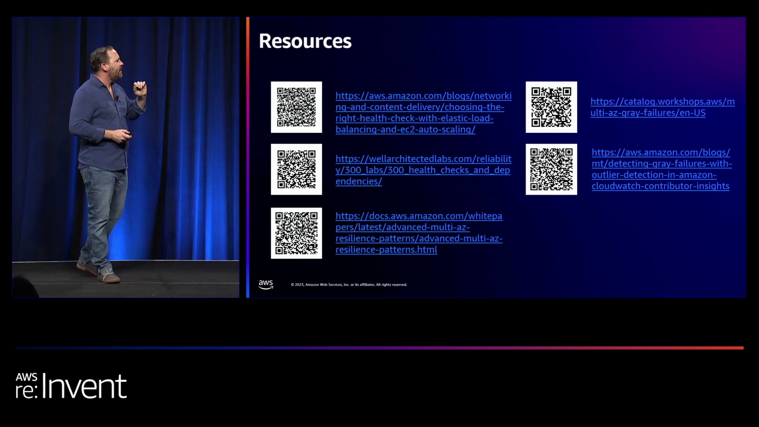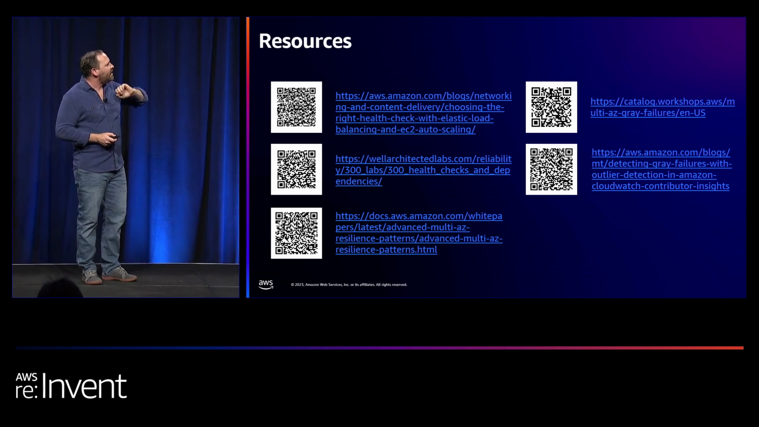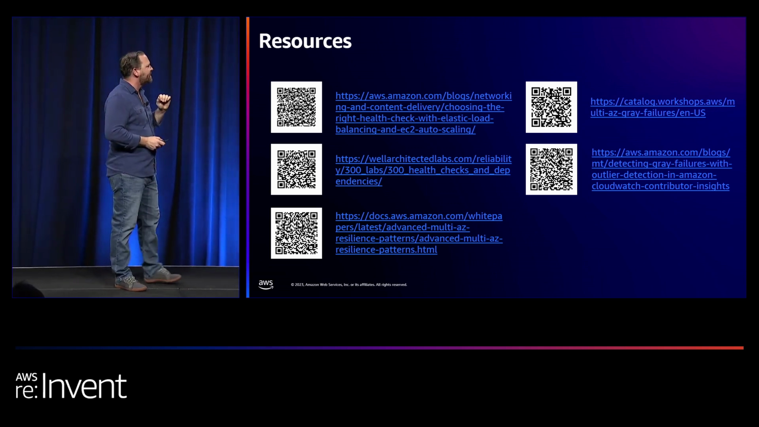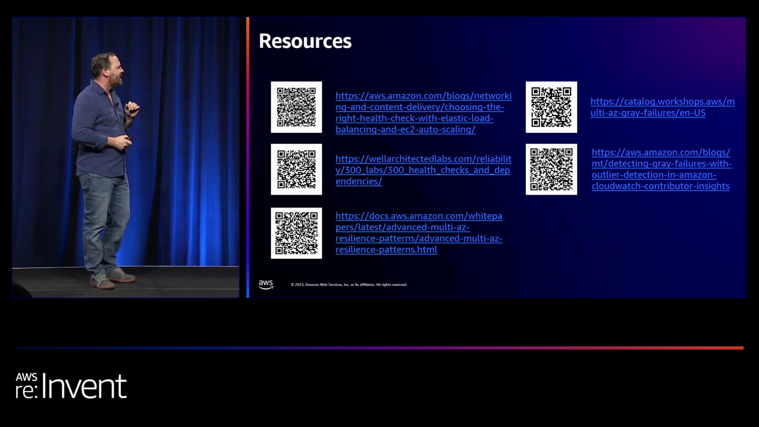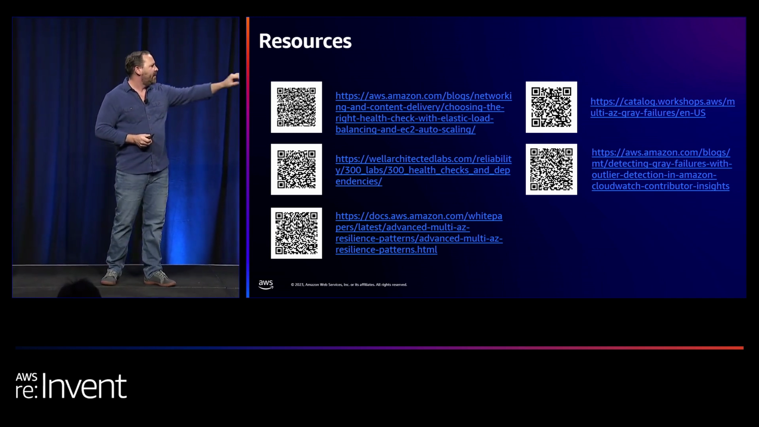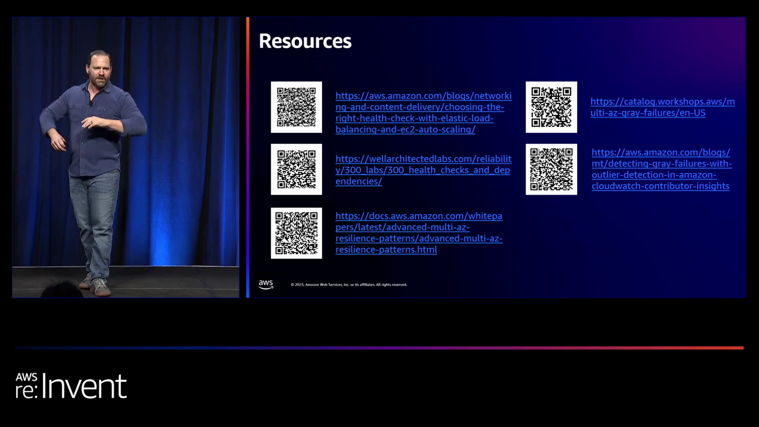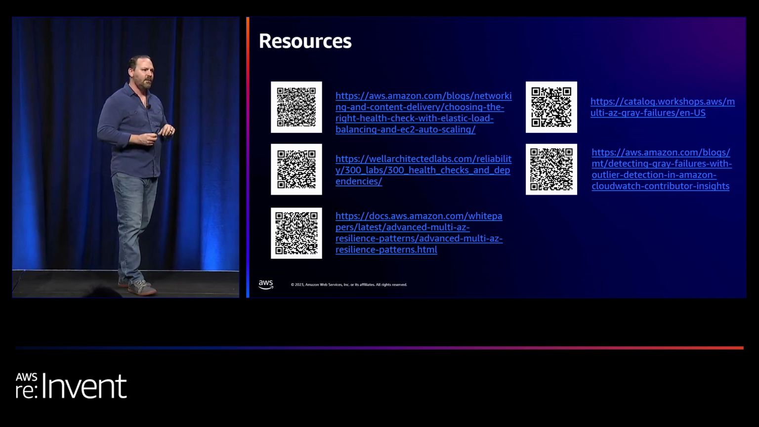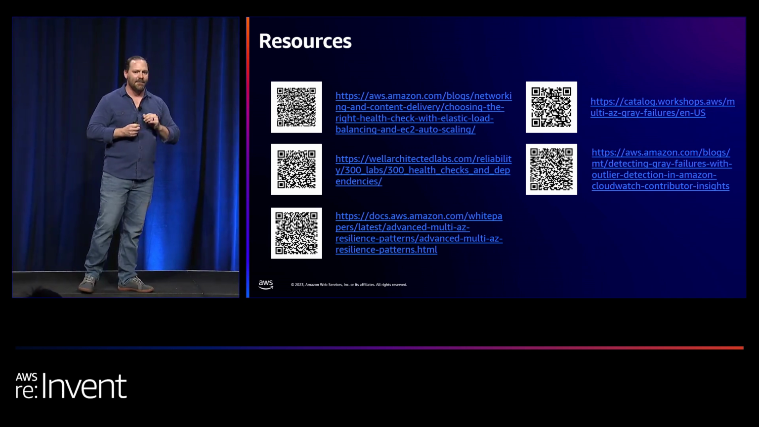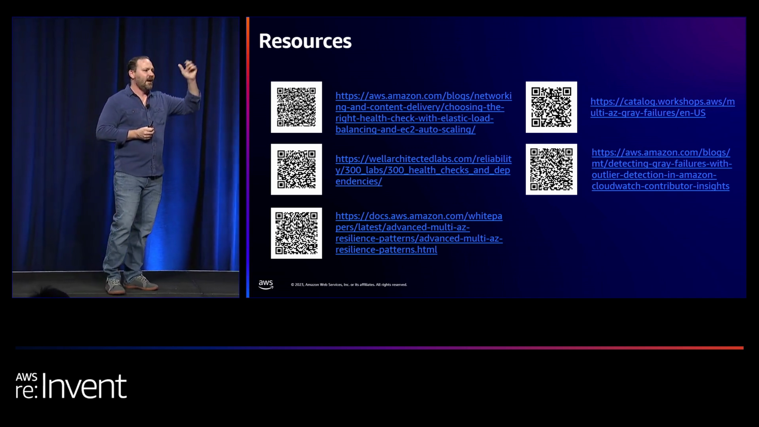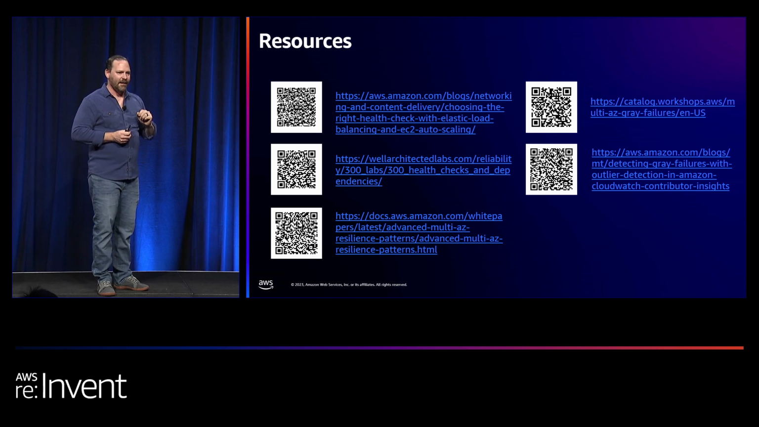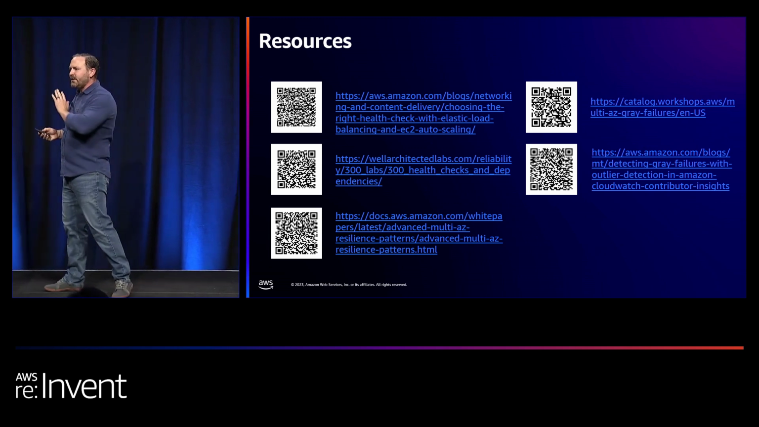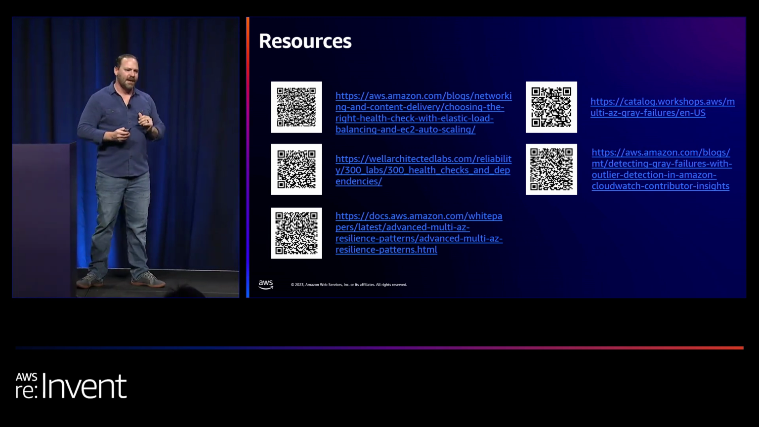So I've got a couple of resources up here. There's a blog about outlier detection, using the right types of health checks, which goes into more detail about the health checks. There's a Well-Architected lab on health checks. There's a white paper called Advanced Multi-AZ Resilience Patterns that goes into a lot more detail on everything we've just talked about. There's also a workshop. So if you want to get hands-on with creating and experiencing and detecting and mitigating gray failures, there's a workshop, and if it's not full, there's one actually being presented today at 5 o'clock where you can get hands-on with this. And so a lot of different resources to help you understand detection and mitigation techniques.